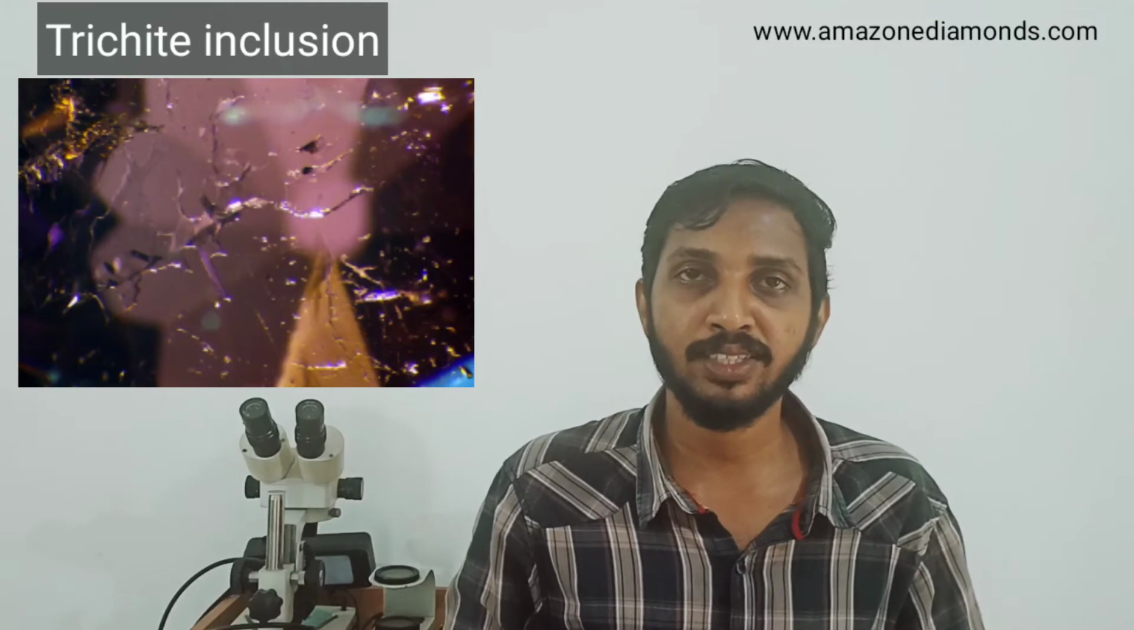By observing through the microscope, you can identify trichite inclusions mainly present in tourmaline stones, and the refractive index will also differ. The refractive index of tourmaline is around 1.62 to 1.64. The refractive index of ruby will be higher, 1.76 to 1.77. This is the main difference.